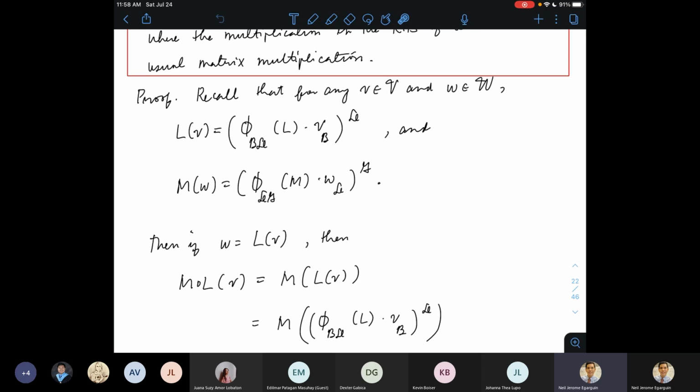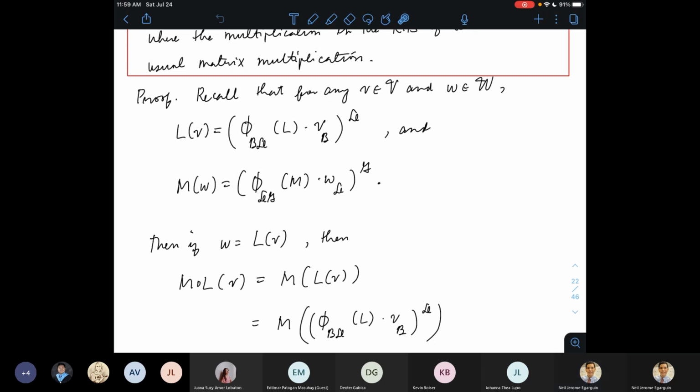But here, since L and M are linear transformations, then they will have their matrix representations, right? The thing is that the matrix representative of L will act on coordinates with respect to B, while the matrix representation for M will act on coordinates with respect to D. Okay, so this is the usual function value evaluation using their matrix representations.